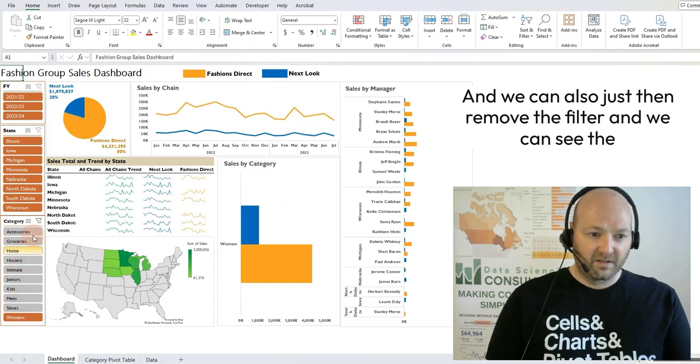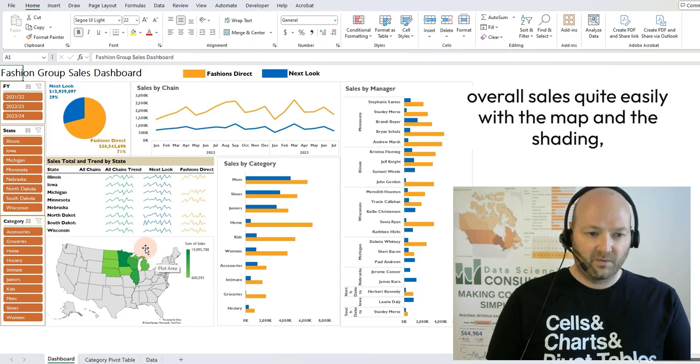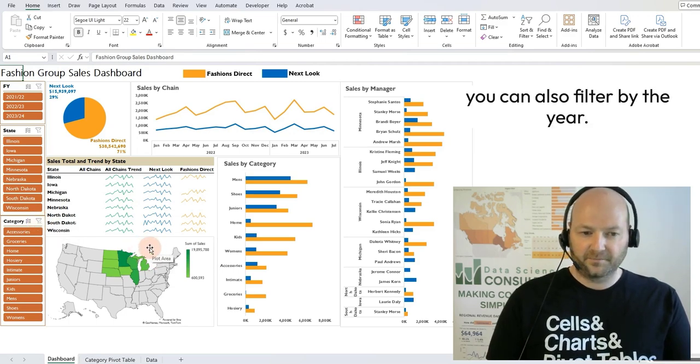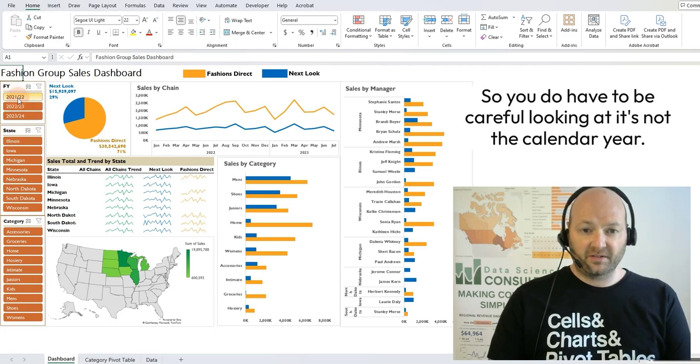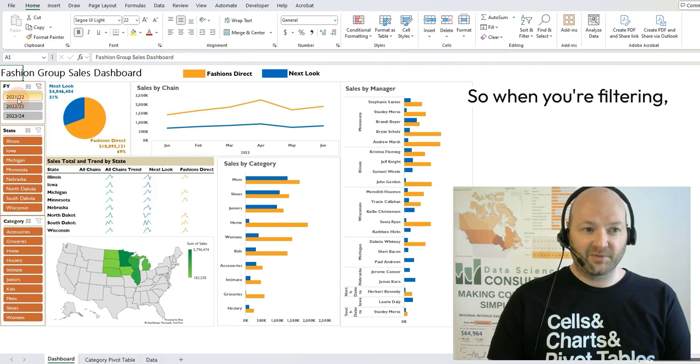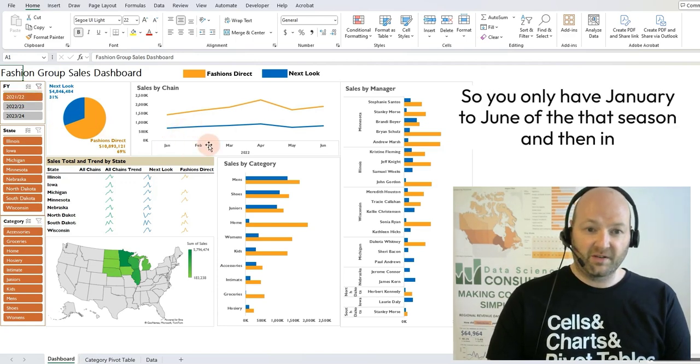And we can also just remove the filter, and we can see the overall sales quite easily with the map and the shading. You can also filter by the year. This is the fiscal year, so you do have to be careful looking at it. It's not the calendar year, so when you're filtering, this is the 2021 to 2022 season, so you only have January to June of that season.